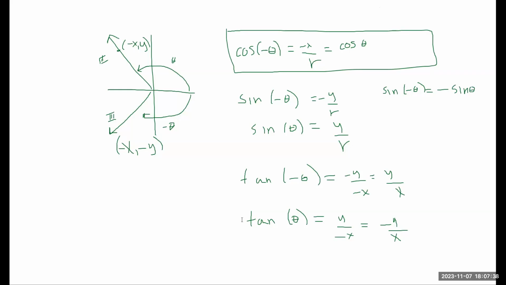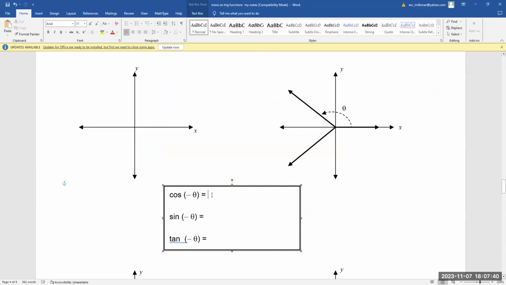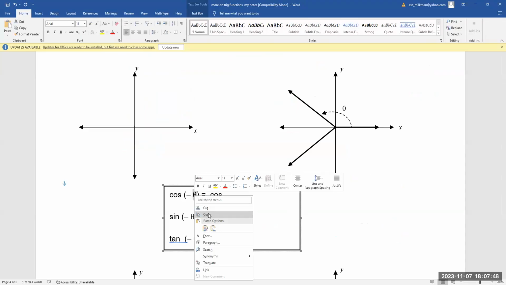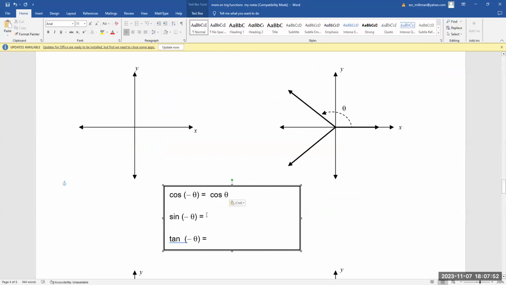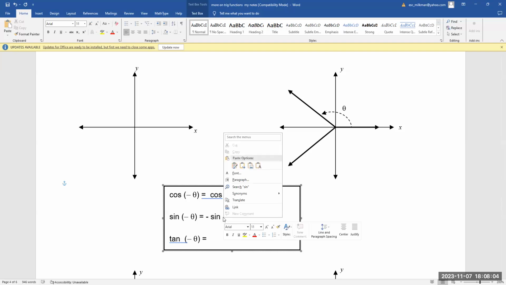Okay, so the cosine going down is exactly the same as the cosine of theta going up. Just copy that angle. But not so for the sine. The sine is going to be the opposite of the sine going up.